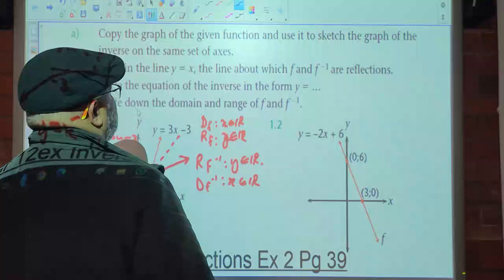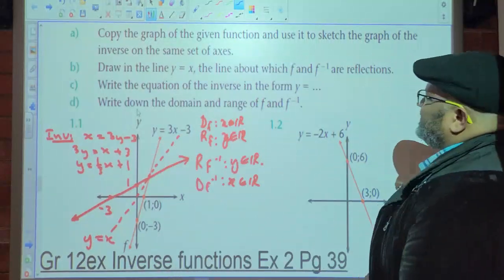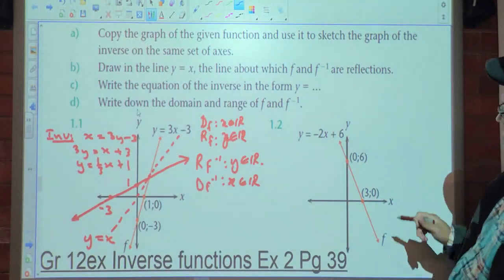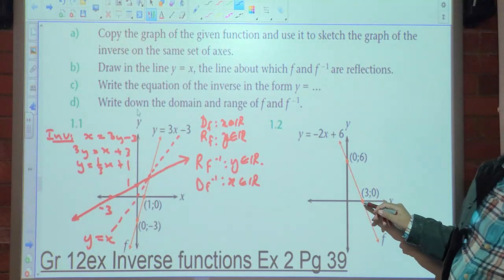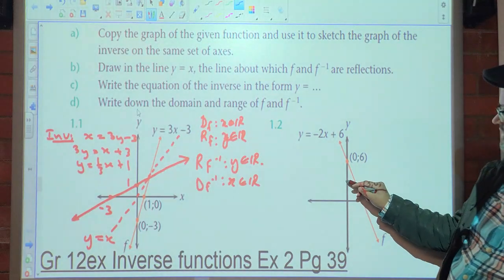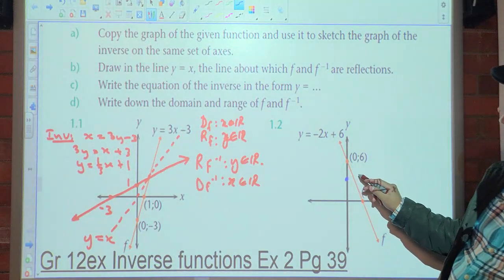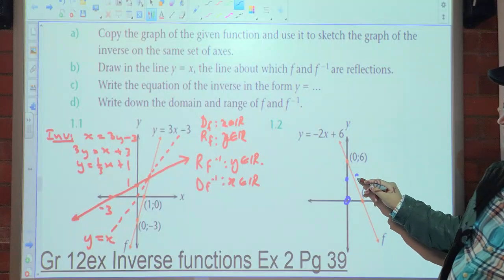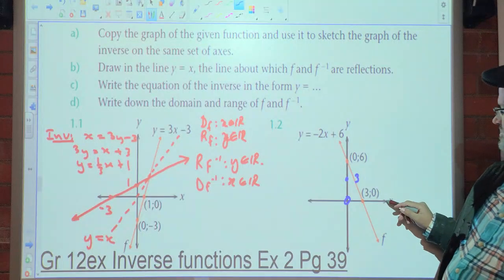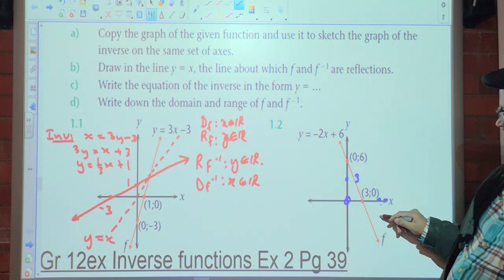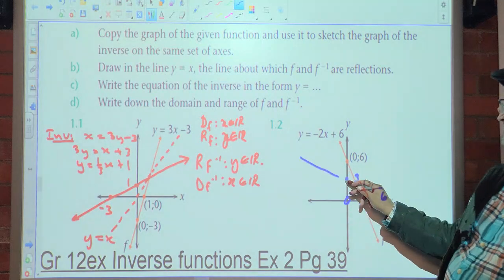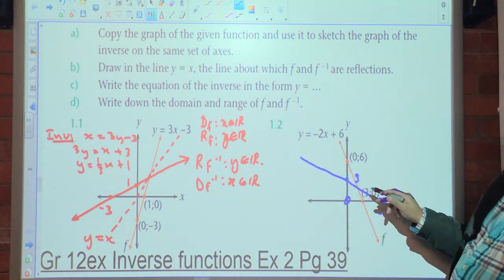So again, you have to copy the graph and draw the inverse function. So (3, 0) becomes (0, 3), which is midway between 6 and 0. (0, 6) becomes (6, 0). So there is the inverse function.